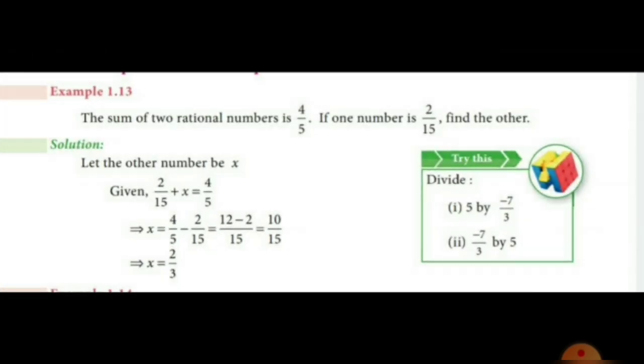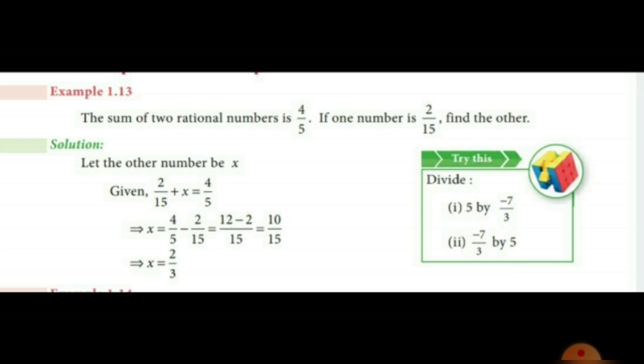Next, example 1.13. The sum of two rational numbers is 4 by 5. One number is 2 by 15. Find the other. So let the number be x. We don't know the number. The sum of two numbers is given, one number is given, and we have to find the other number. So we don't know the number, that one we can take as x.